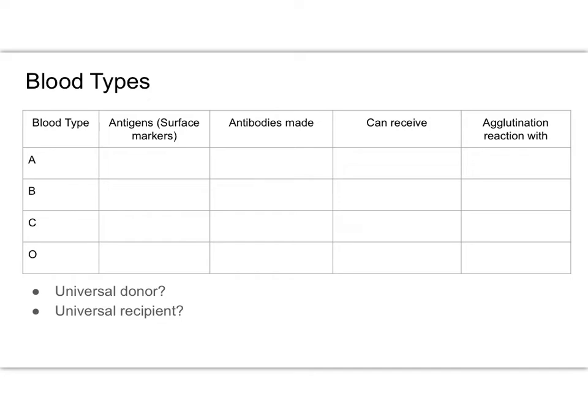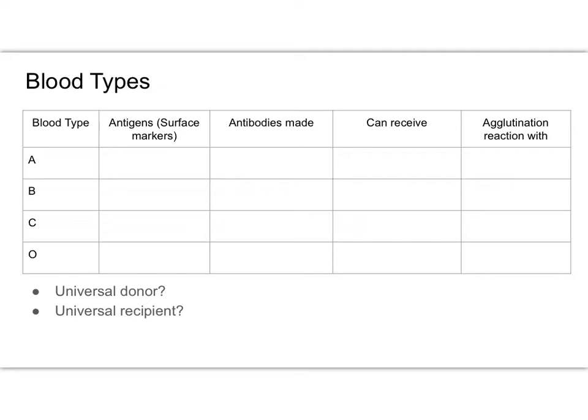So the last thing that we need to discuss is blood types. Okay, so we're going to look at the basic types of blood, the antigens, antibodies made. We'll look at positive and negative, which is Rh factor, on the next slide. You may want to pause it for a second and sketch out this table. That may help you take your notes a little bit faster.